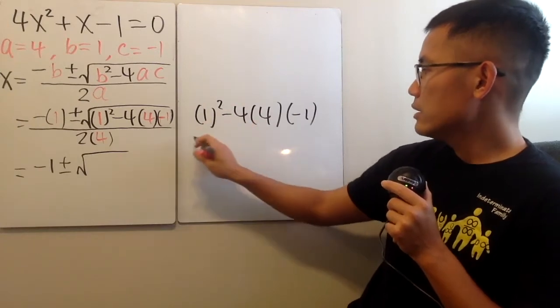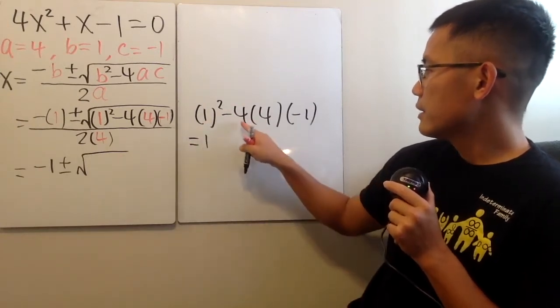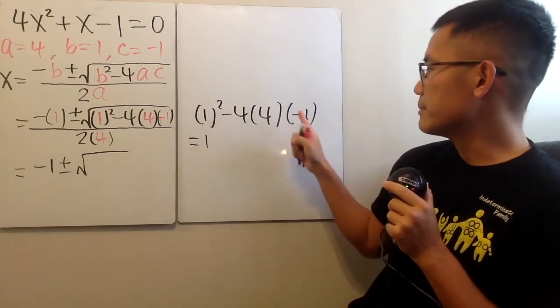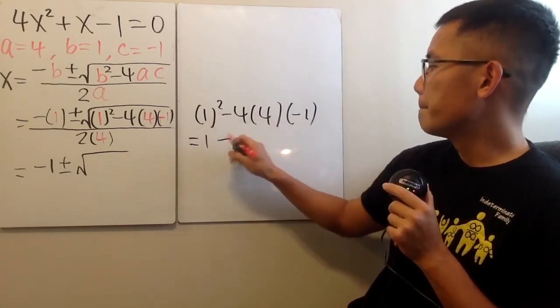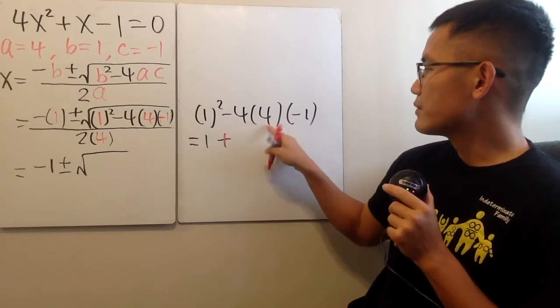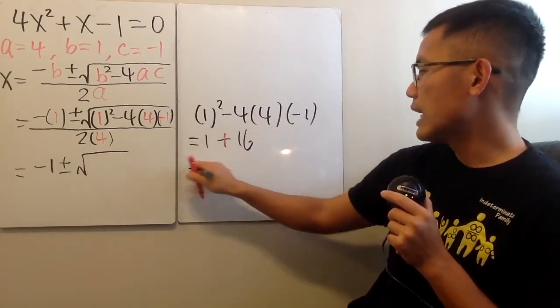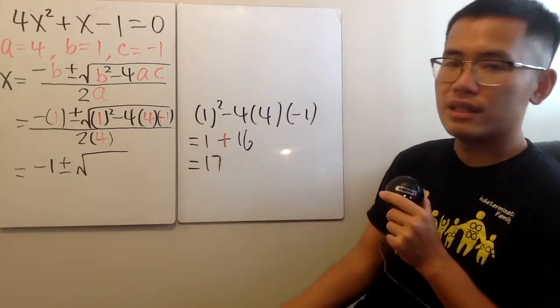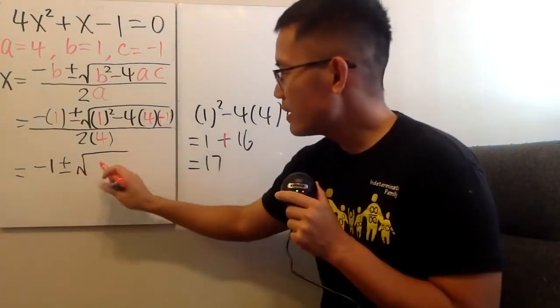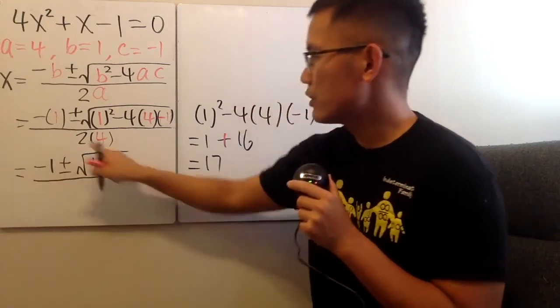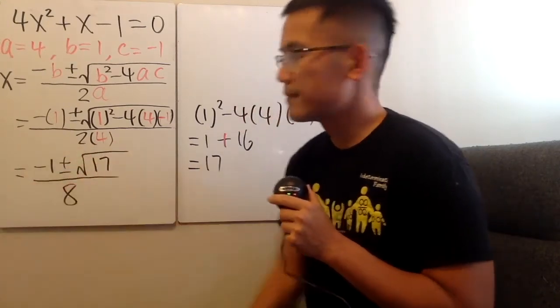Well, 1 squared is just 1. And then let's multiply. Negative times negative is going to be positive, 4 times 4 times 1, which is 16. And of course, if you work that out, that will give you 17. So the inside here is 17, and then all divided by 2 times 4, which is 8.